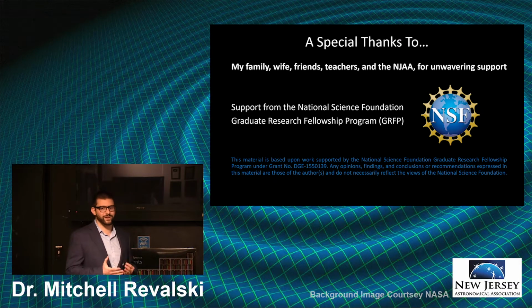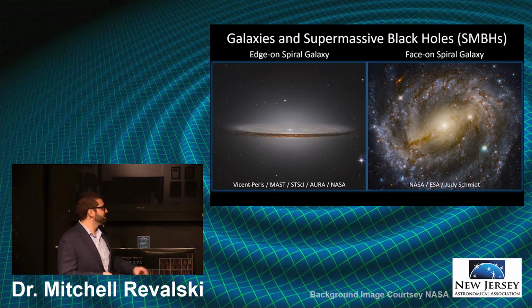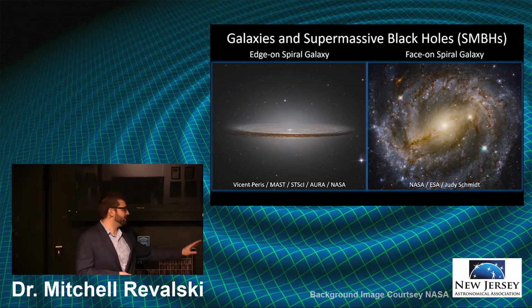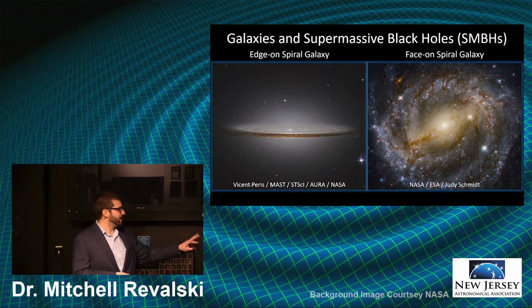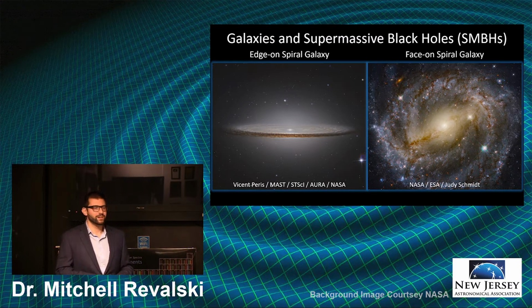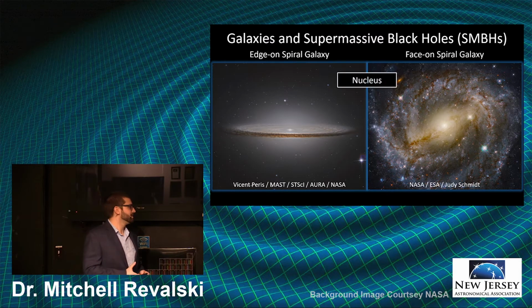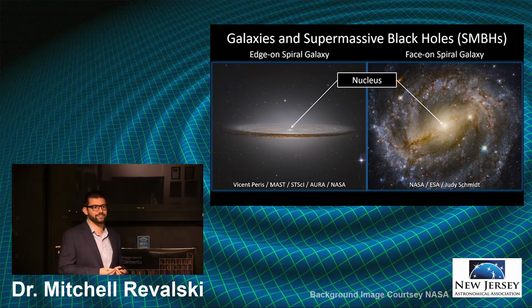So with that, let's go ahead and dive right into our science. Here we have some images of spiral galaxies. On the left, we have an edge-on spiral galaxy, and on the right, more of a face-on orientation. We can highlight some of the key components of galaxies. First we have the nucleus, the most central region of the galaxy. This is where a lot of the activity I'll be highlighting today is going on.